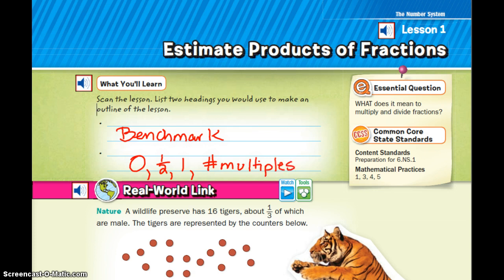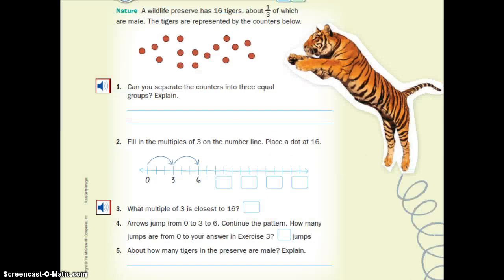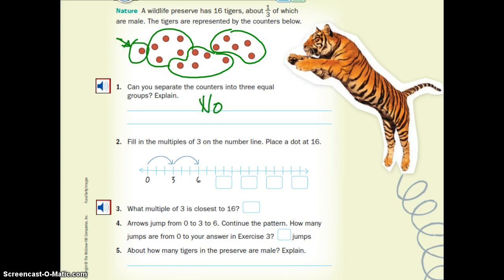All right, let's look at the real world example. We have a wildlife preserve that has 16 tigers and about a third of which are male. The tigers are represented by the counters below. Can you separate the counters into 3 equal groups? Well, let's see. If we put 5 in a group, there's 5, there's 5, and there's 5. Oh, look, this little dude is left out. So the answer to that is no.